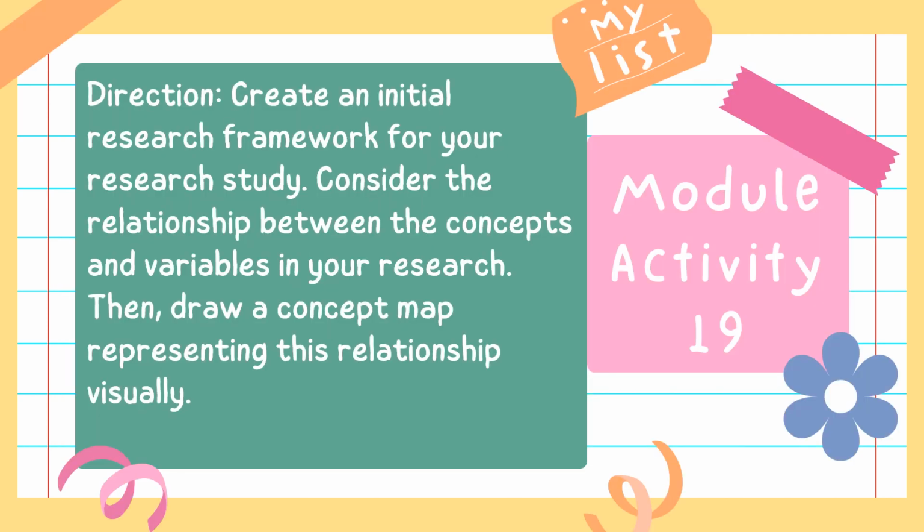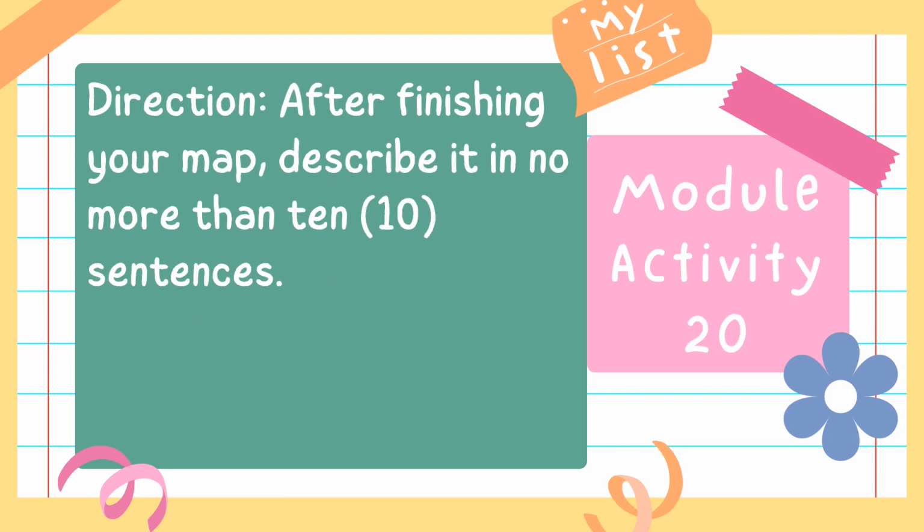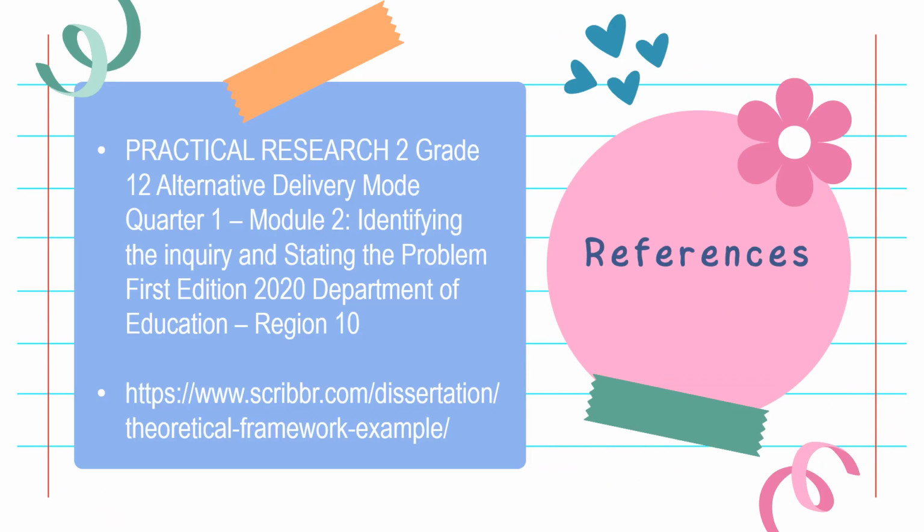Now, for your module activity 19, you have to create an initial research framework for your research study. Consider the relationship between the concepts and variables in your research. Then draw a concept map representing this relationship visually. And for module activity 20, after finishing your map, describe it in no more than 10 sentences.